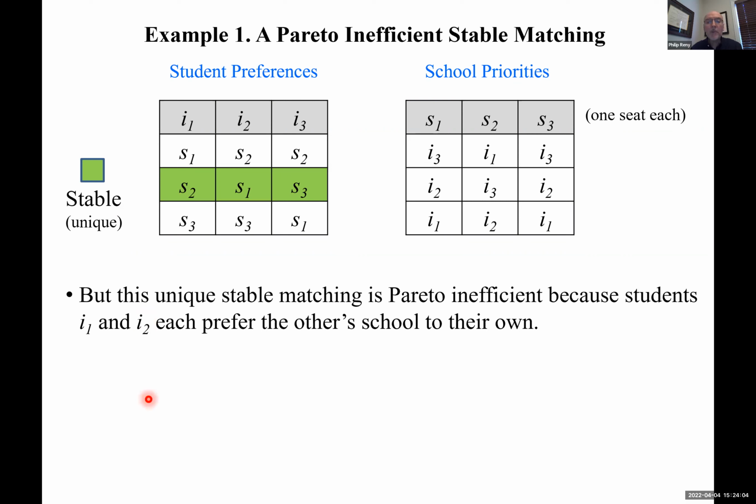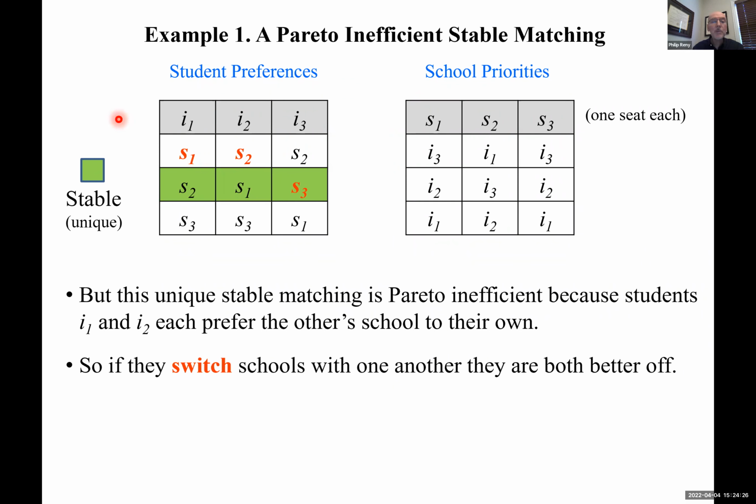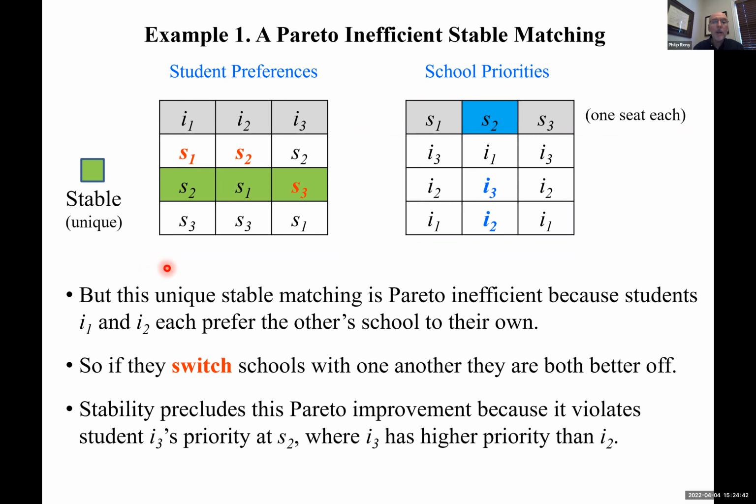Now, it's not Pareto efficient. You can see students 1 and 2 are together at schools 1 and 2. Notice if they just switch schools, they'd both be better off. If student 1 were to go instead to school 1 and student 2 were to go instead to school 2, they would be strictly better off. So the red matching is a Pareto improvement over the student optimal stable matching. And so what's the problem? The problem is that this violates student 3's priority.